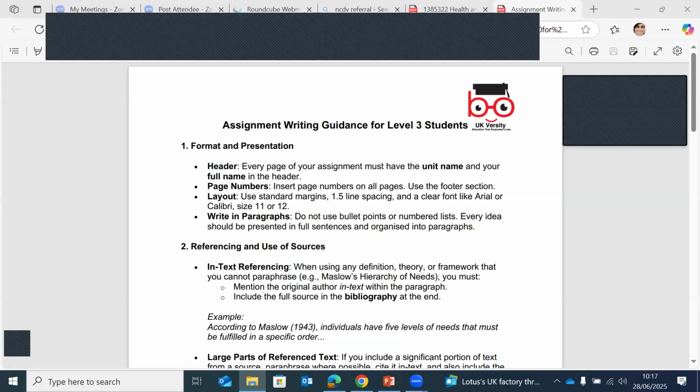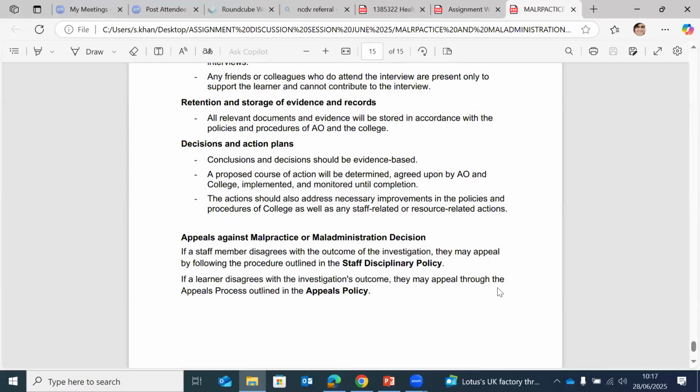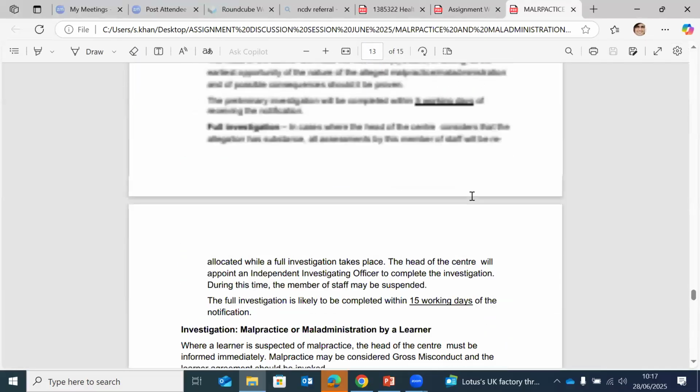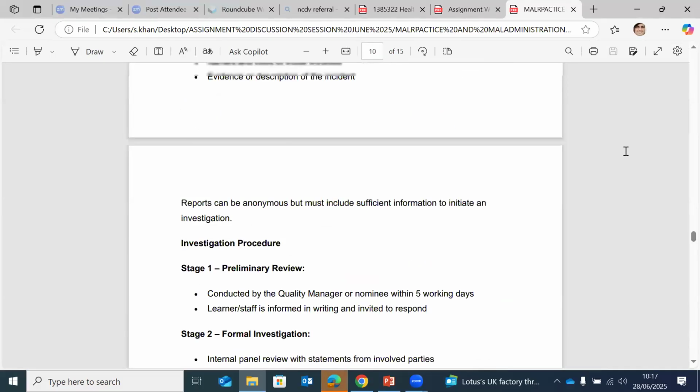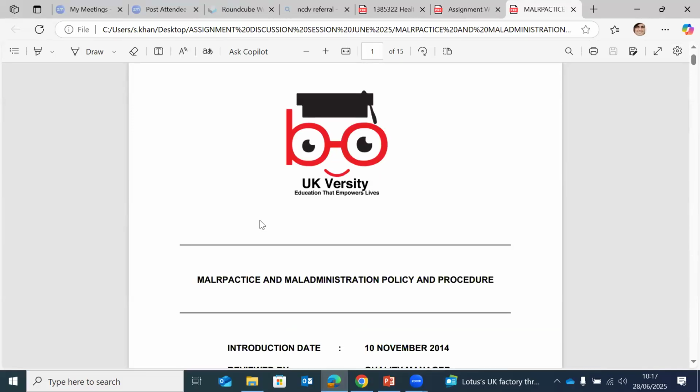Let's just have a look. Another really important one is the malpractice policy. Can you all see this? It says malpractice policy at the top. Let me just get to the top. Just one minute, my mouse. Can you see that? It says malpractice and maladministration policy and procedure.